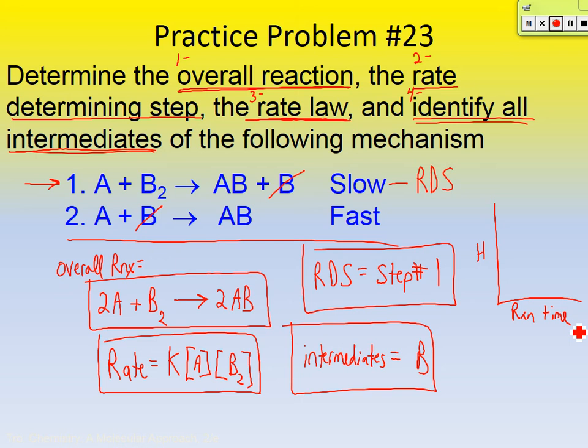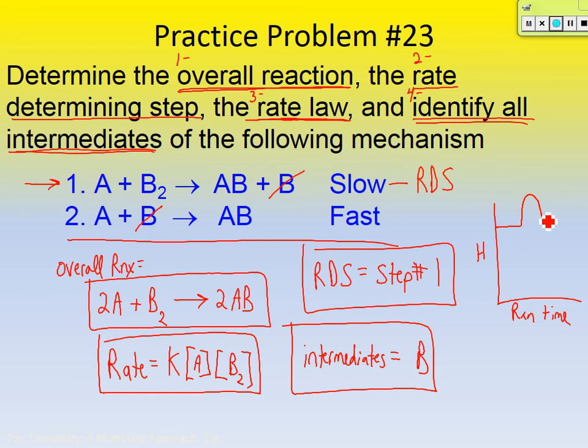How many activation energy hills would I have to draw? Hopefully you're thinking to yourself 2, because there's 2 steps. Now I didn't say whether this was an endothermic or an exothermic process. We'll assume it's exothermic, most reactions are. So you're going to have 2 hills here.